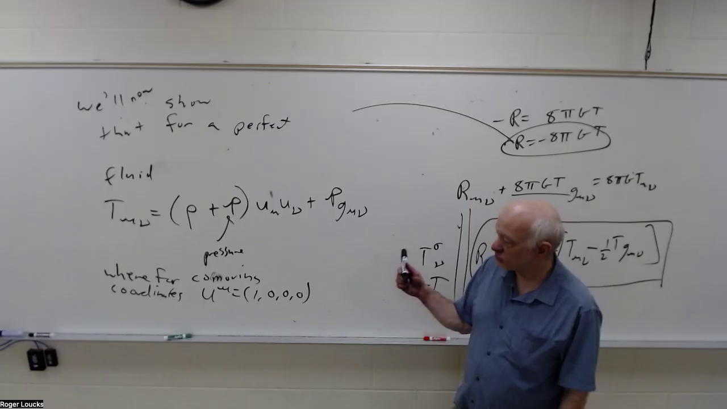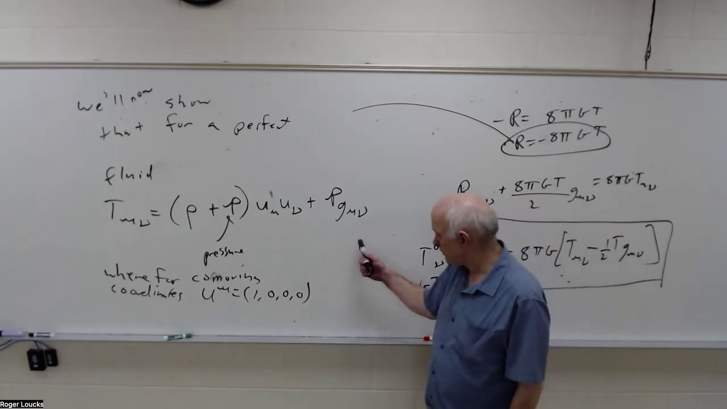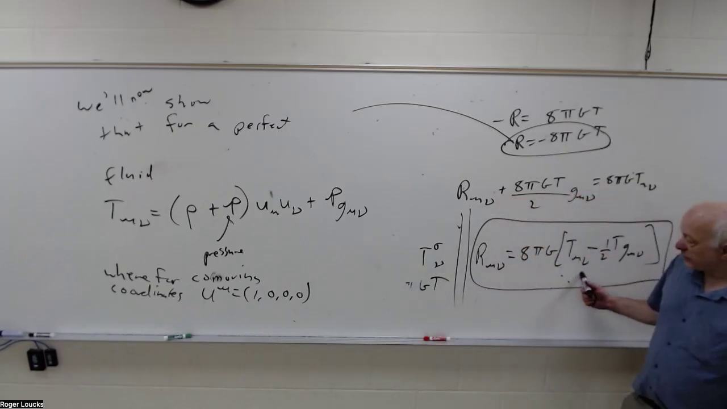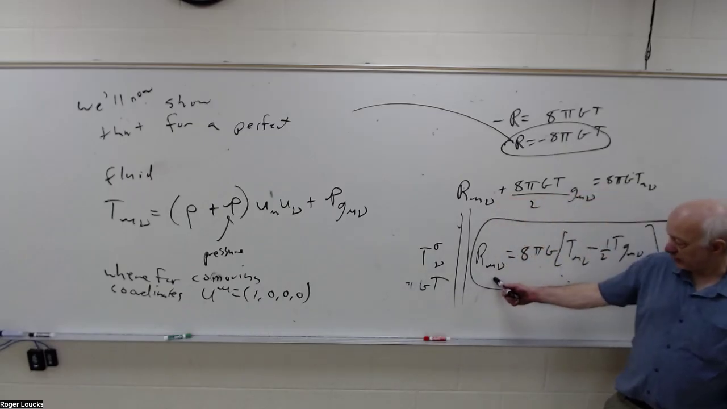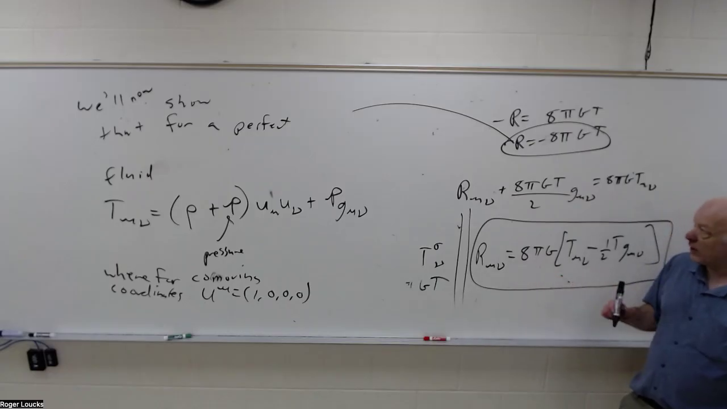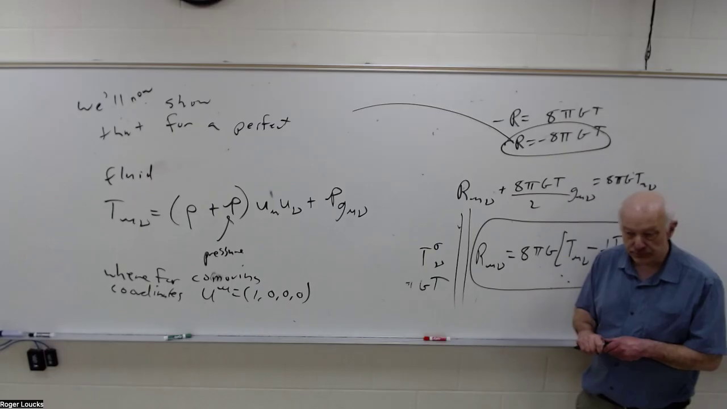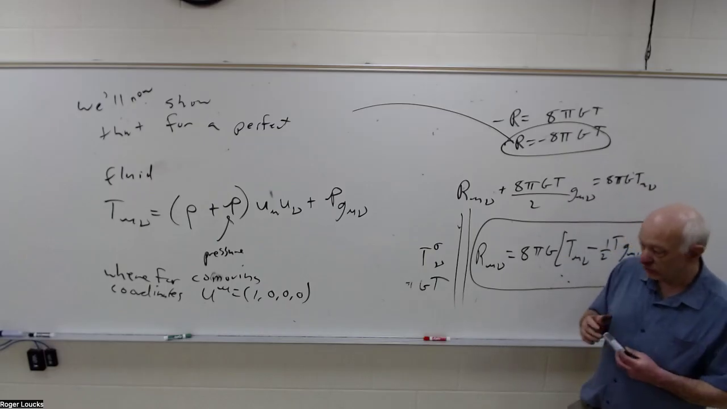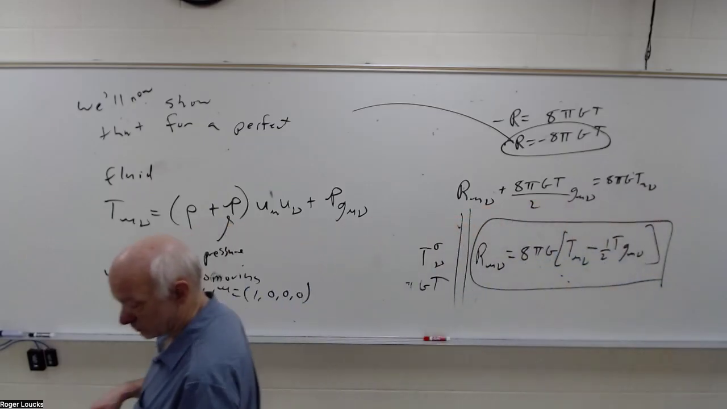So what I want to do is figure out what this is. We're going to take that and put it into our Einstein equations. We have the Ricci tensor here, so then we can figure out how our universe is going to be scaled. Make sense? Well, let's go through and see how that works.